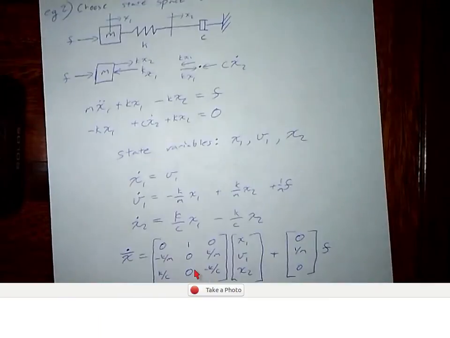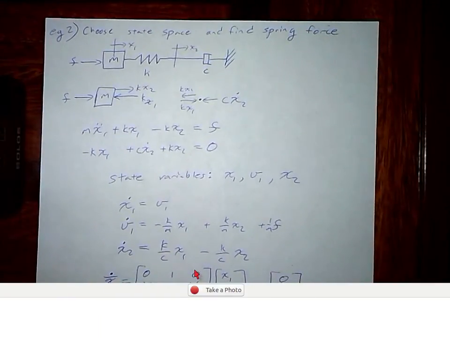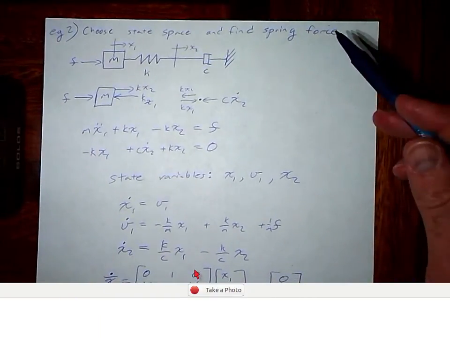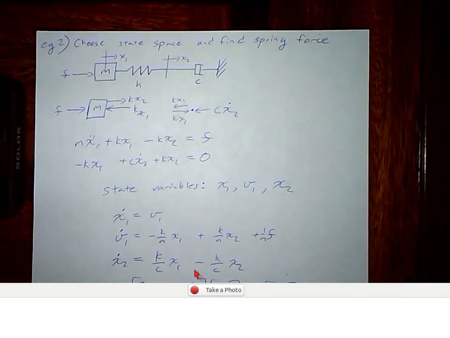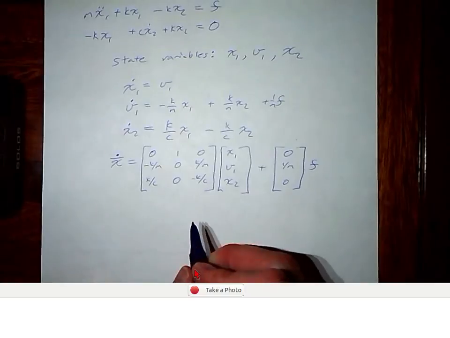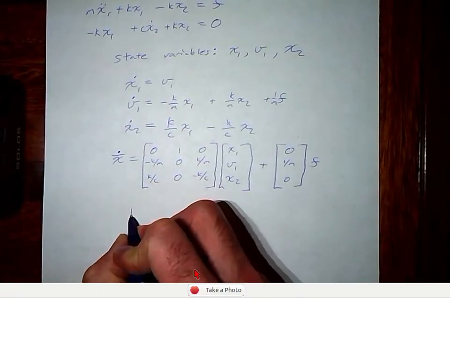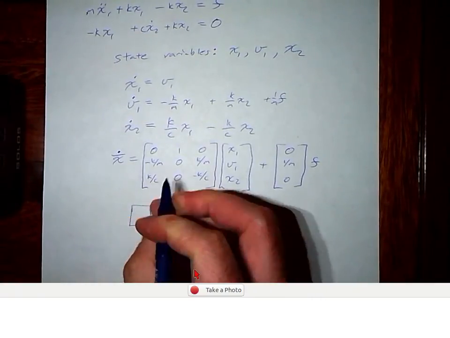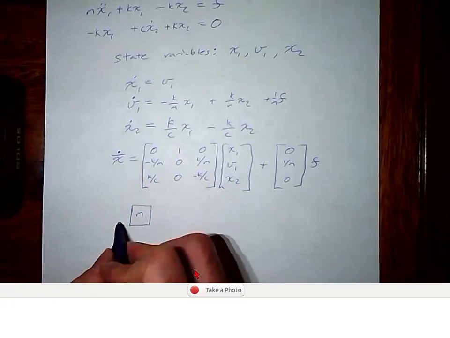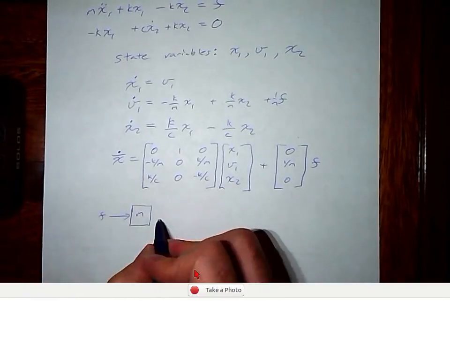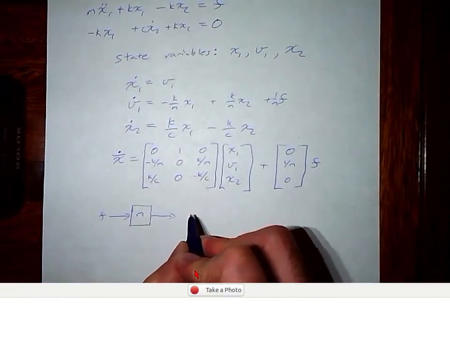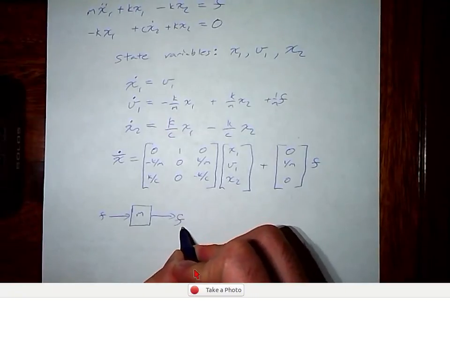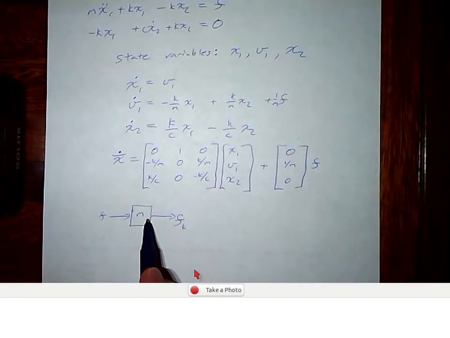And we also wanted to find some output from this. So we need an output equation. We want to find the spring force. And so what we could do is just redraw the free body diagram for the mass. We'd have the applied force, and then we'll show the spring force, F of k. And we'll define positive being right.